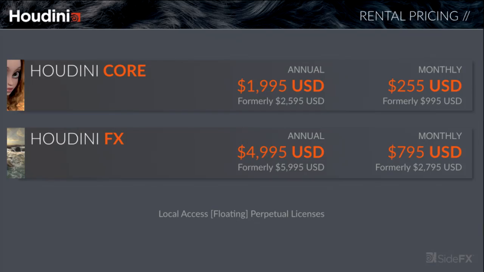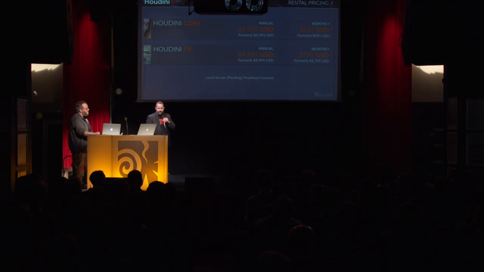So we have dropped permanently our rental pricing. So Houdini Core now rents for $19.95 a year, $255 a month, down from $1,000. And FX rents for $49.95 a year and $7.95 for the month, which is down from $2,800. So now this monthly for sure is now a viable option. It's not something that you need to use when you're desperate for a license and an artist, but something that you can use anytime. And while we're making these adjustments to the rental licenses to offer more flexibility, you can rest assured that perpetual licenses are going nowhere. We think that they're the best choice for long-term investment, but we do want to give you that flexibility in the short term.